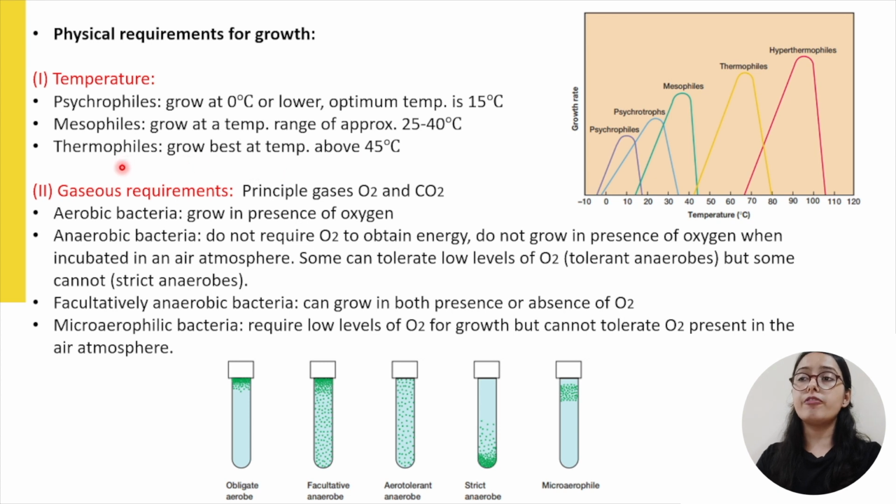Now the next type of physical requirement is the gaseous requirement. The two principal gases which are required for the growth of bacteria, as we just discussed, are oxygen and carbon dioxide. Based on these gases, there can be different types of bacteria. The first type is aerobic bacteria. The name itself suggests that these bacteria grow in the presence of oxygen. That's why they are called aerobic bacteria.